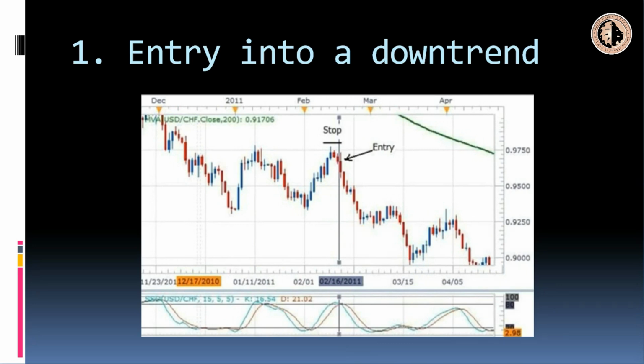We will stop this tutorial here, and we will continue in the next tutorial. We will look at the second method of entry into the market.